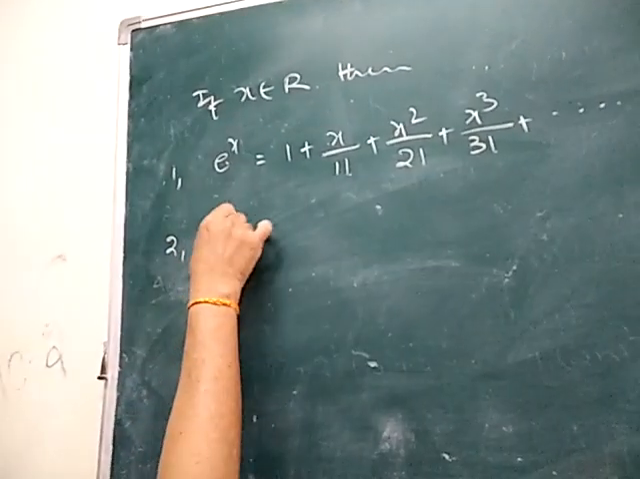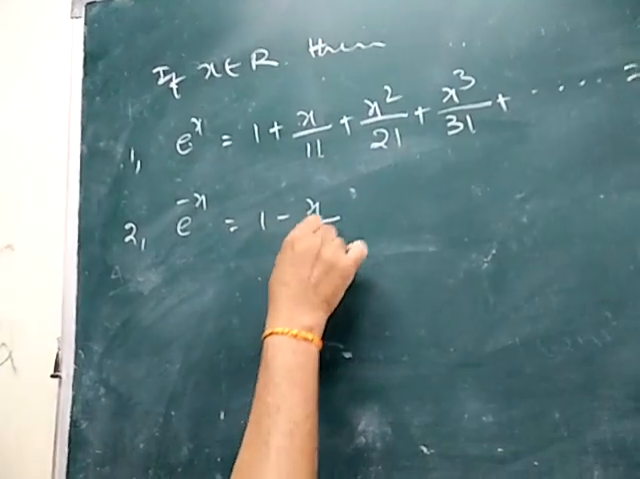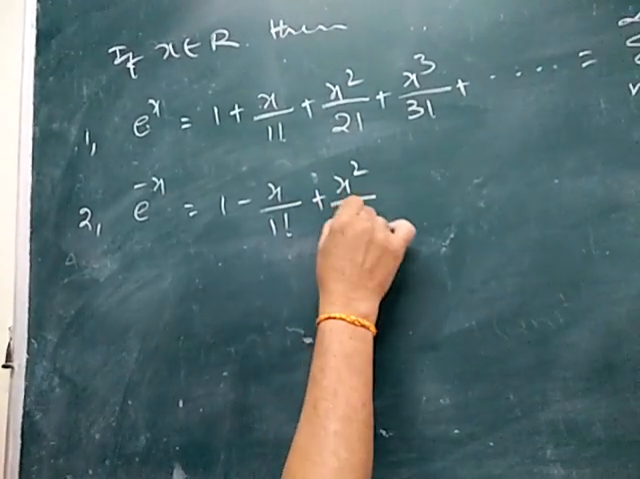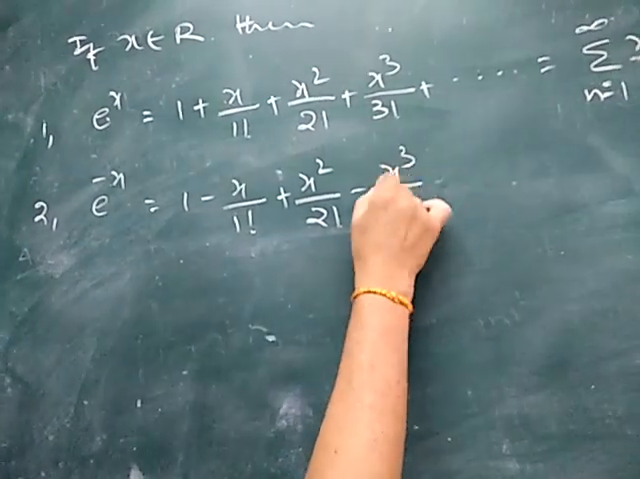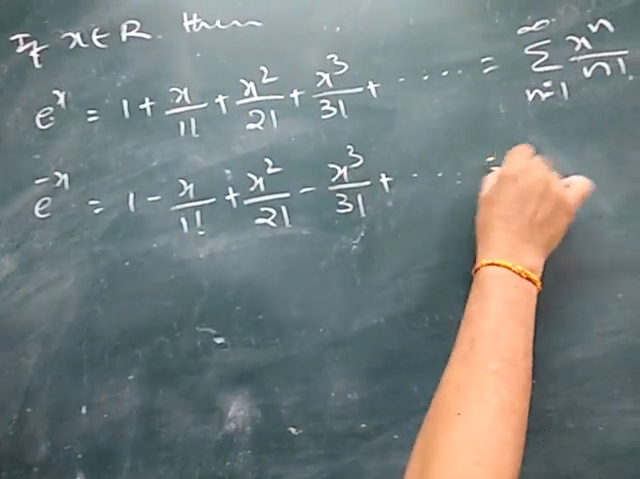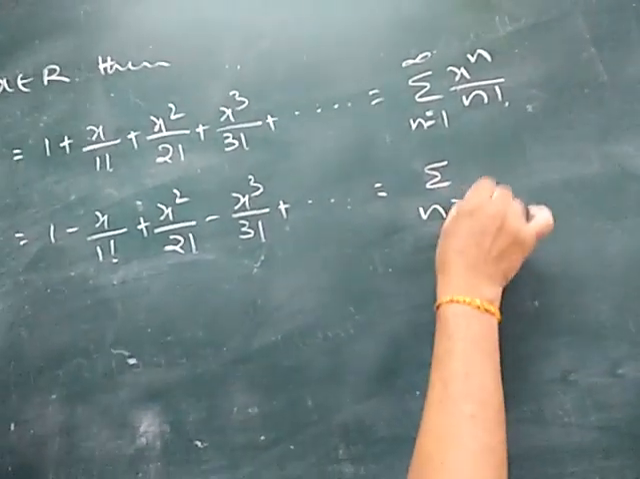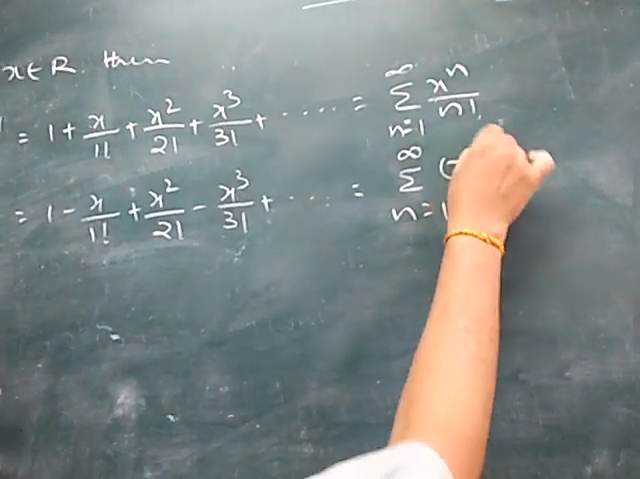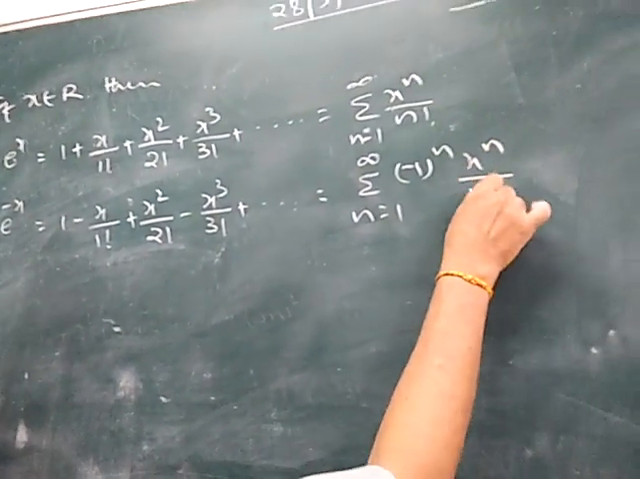Second one is e power minus x, that is 1 minus x by 1 factorial plus x square by 2 factorial minus x cube by 3 factorial plus so on, that is equal to sigma n is equal to 1 to infinity minus 1 to the power of n into x power n by n factorial.